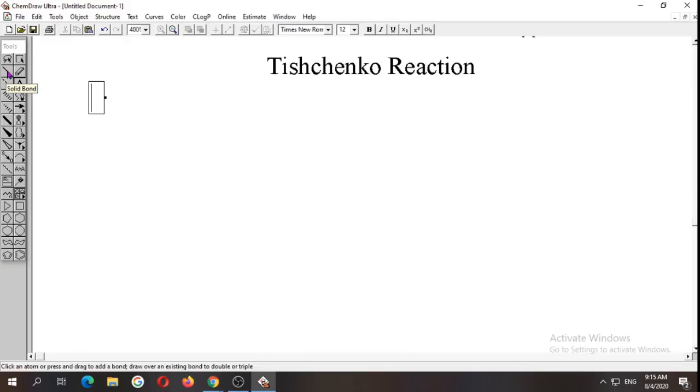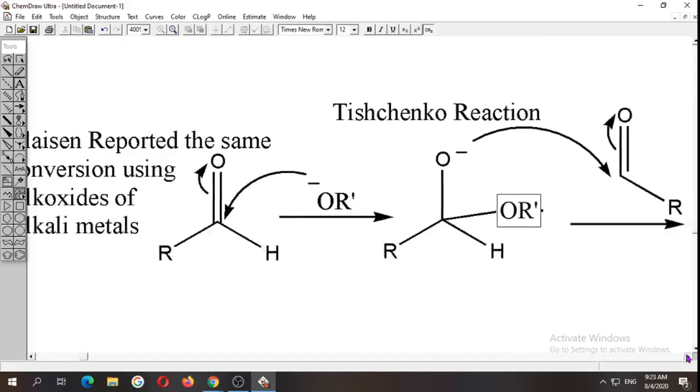But this one is more efficient, still, from a historical standpoint and also mechanistically, it's a bit more interesting. How does it work with alkoxide? So let's try to explore that also.